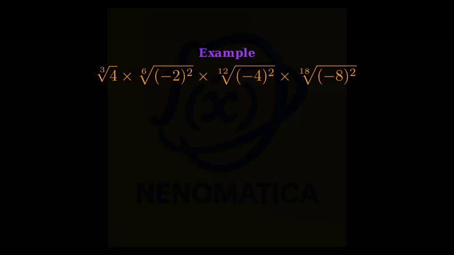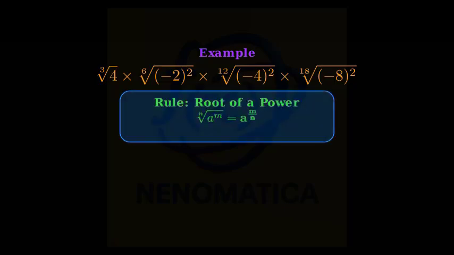Rule reminder. The nth root of a to the m equals a to the power m over n. We'll apply it as needed while carefully rewriting each radicand as a power of 2 and removing negatives raised to even powers. Step 1. Because the exponents are even, the negatives disappear inside those radicals. We rewrite the numbers using simple powers.